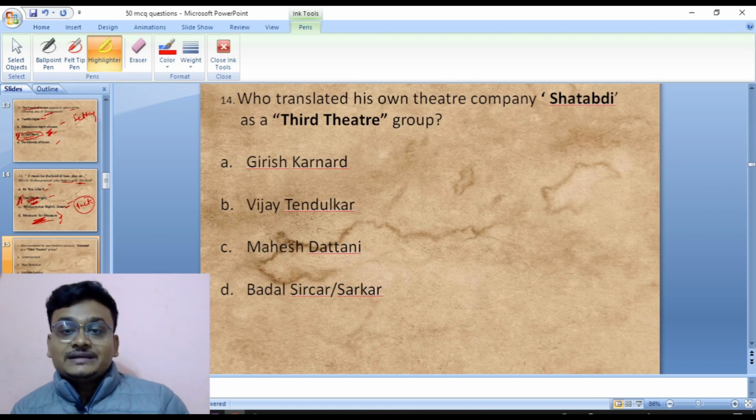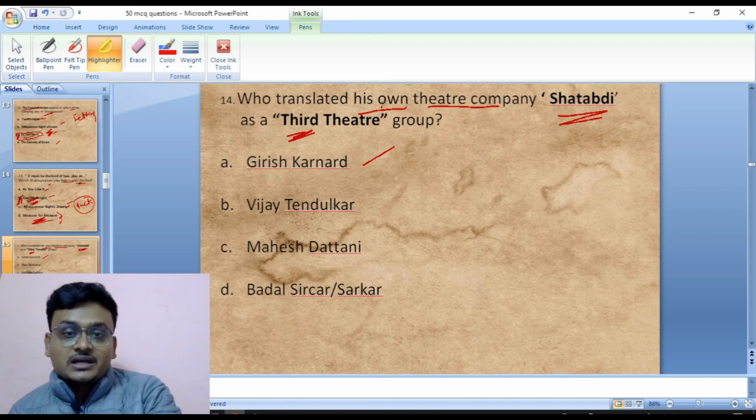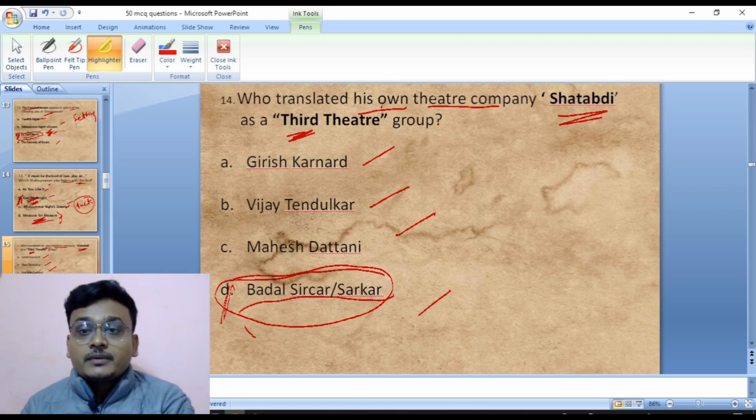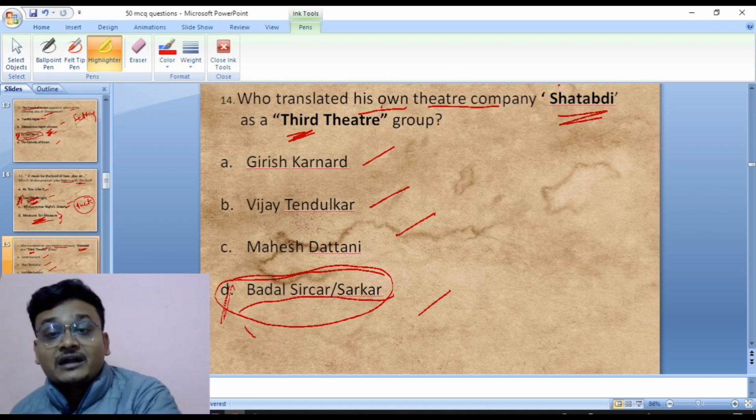Who translated his own theatre company Shatabdi as a third theatre group? Here the options are Girish Karnad, Vijay Tendulkar, Mahesh Dattani, Badal Sarkar. So the option is Badal Sarkar. It was Badal Sarkar who popularized his own theatre company Shatabdi as a third theatre group. The term third theatre was coined by another person, Eugenio Barba; we will read this. So Badal Sarkar's own theatre company Shatabdi was translated into a third theatre group. This is the right answer.